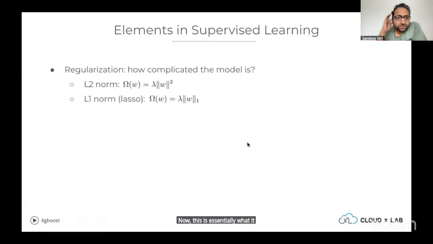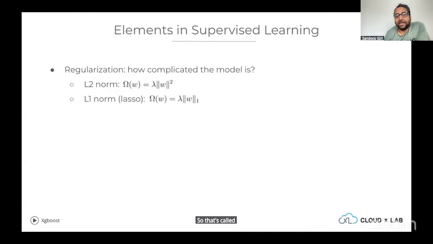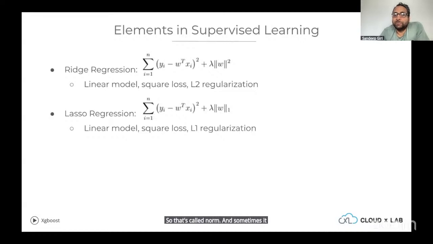Now, the regularization term, the second term in that equation, is usually either you take all the weights, square them, and sum them, or you take the absolute value of each weight and sum them up. That's called a norm. Sometimes it's a combination of both of them, a combination of ridge and lasso. We call that. Does anybody remember that name?